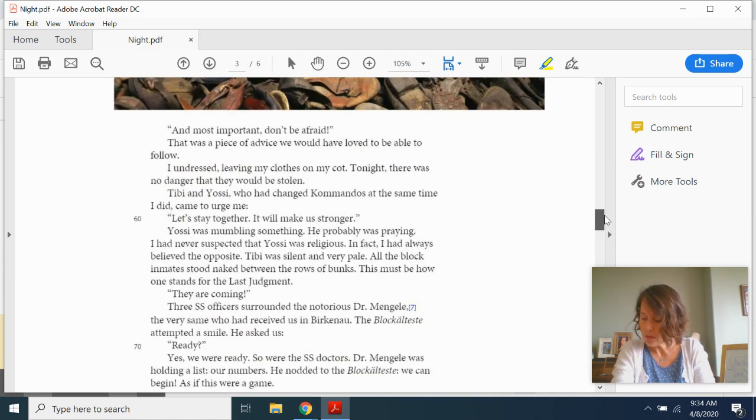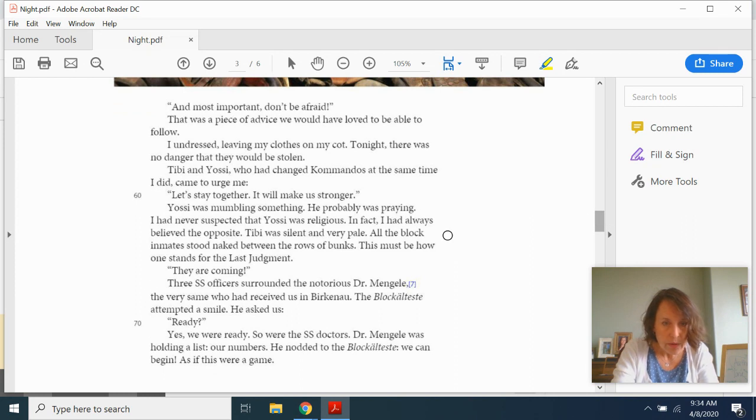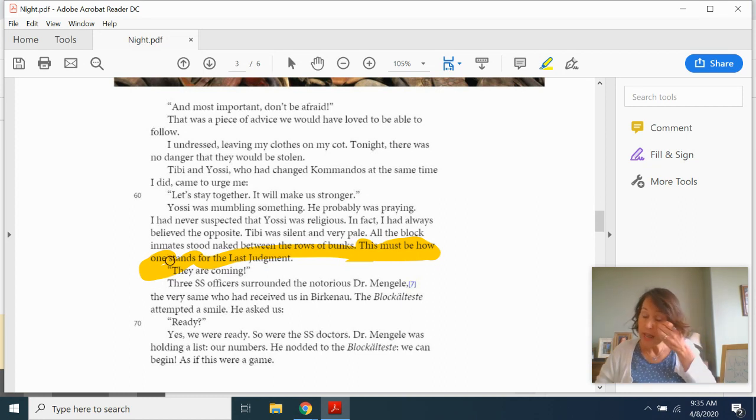Let's move on to that allusion for just a moment here. The allusion, we can note, I want you to see: he was praying. I never suspected that Yossi was religious. I believed the opposite. Here's the allusion: this must be how one stands for the last judgment, right here. Whoops, sorry about that. Okay. The last judgment. This is an allusion.